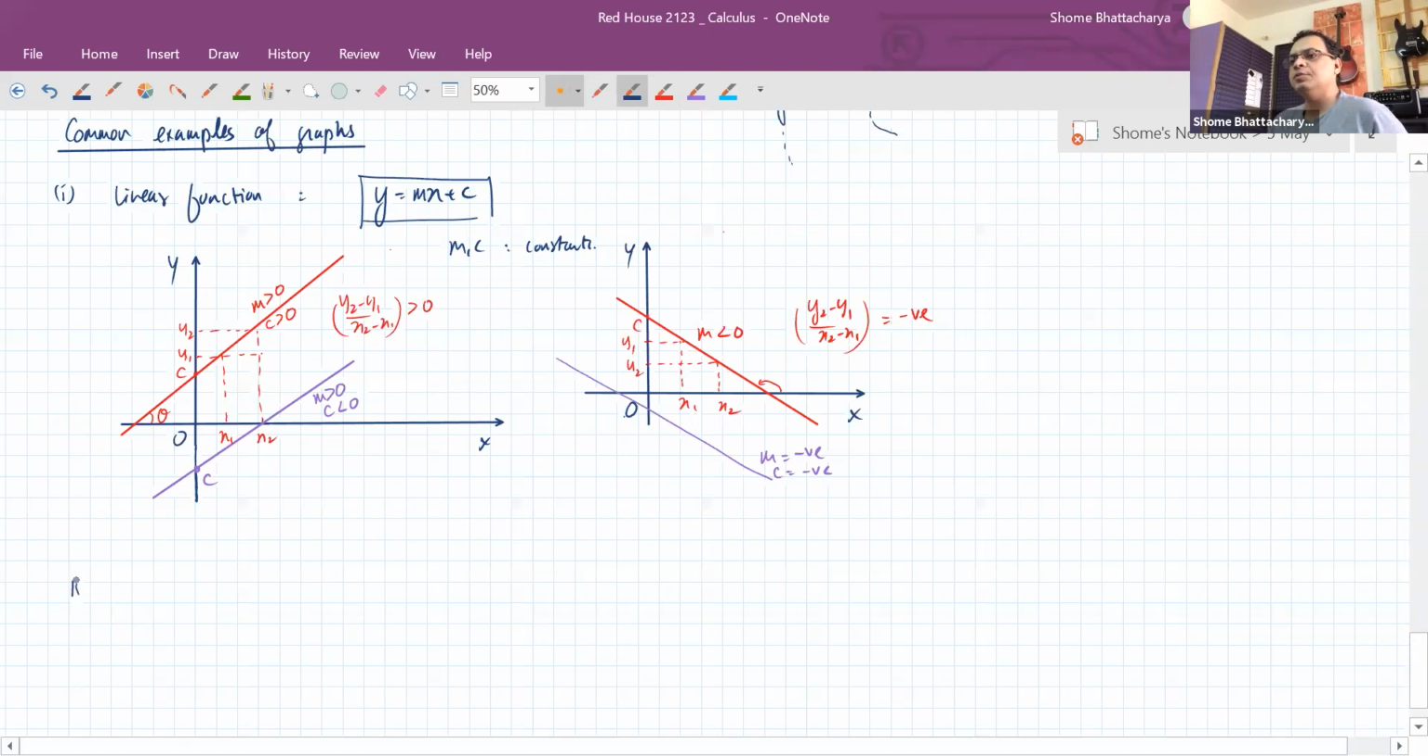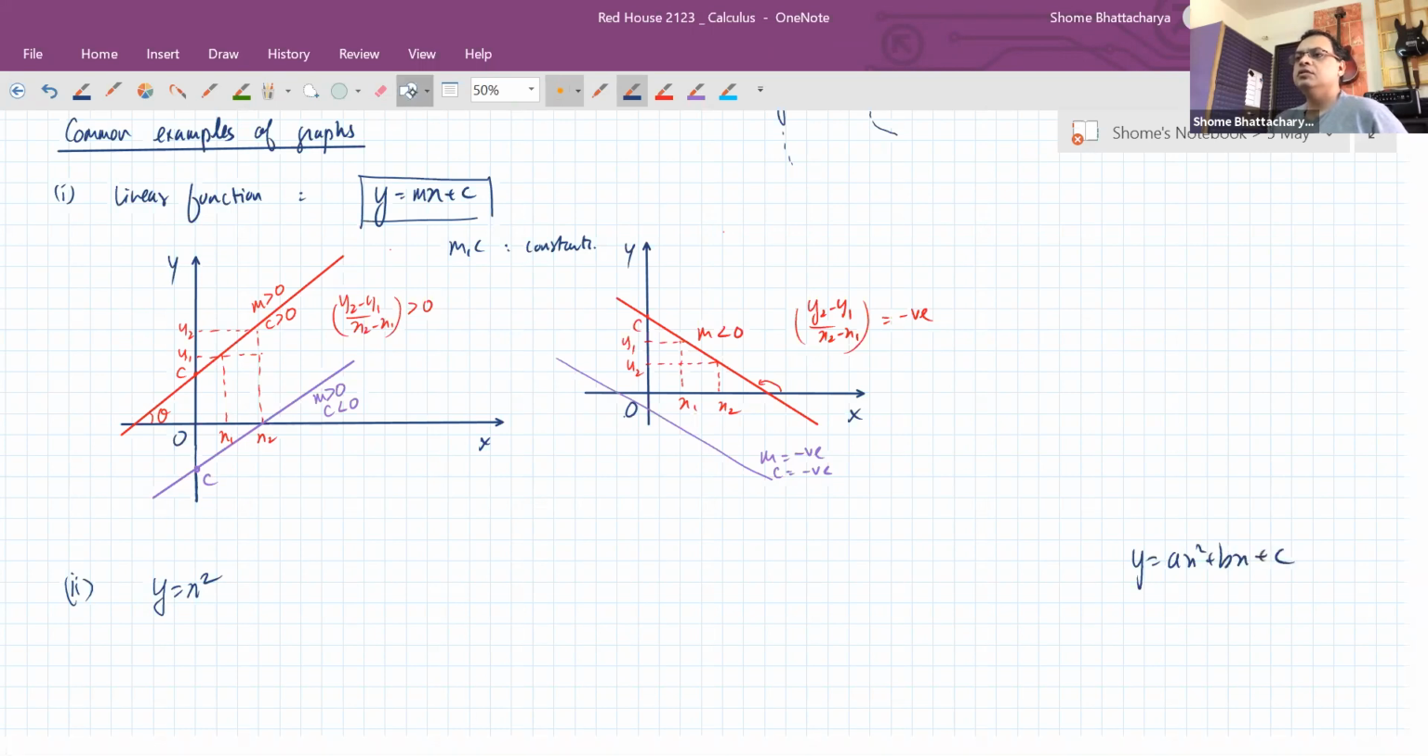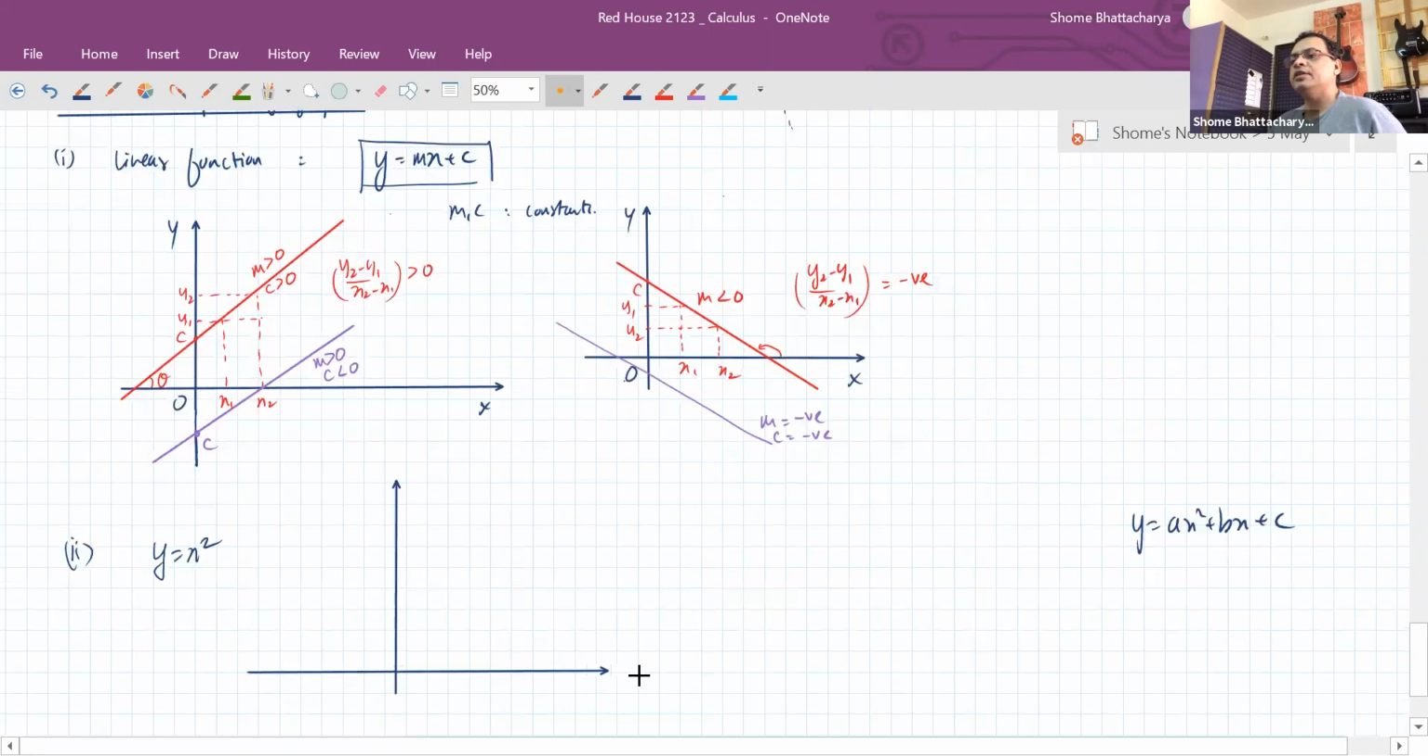Then the second example of graph which we will be looking at is the basic quadratic function y equal to x square. Okay. Later we will come to the more general one also, y equal to ax square plus bx plus c. Okay. But here we'll just start with the understanding of the most basic quadratic function, which is y is equal to x square.